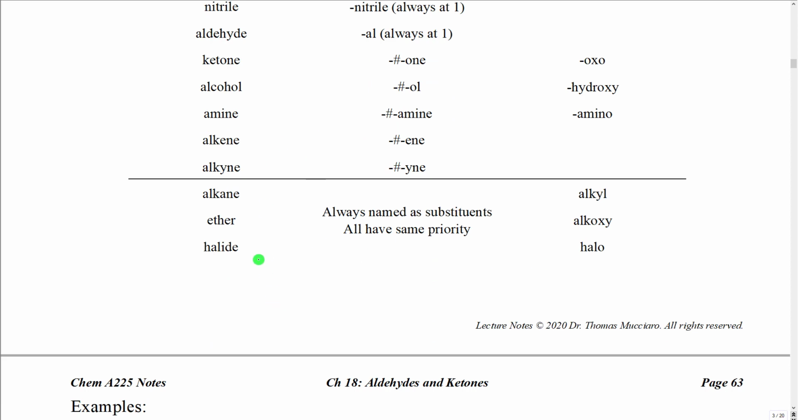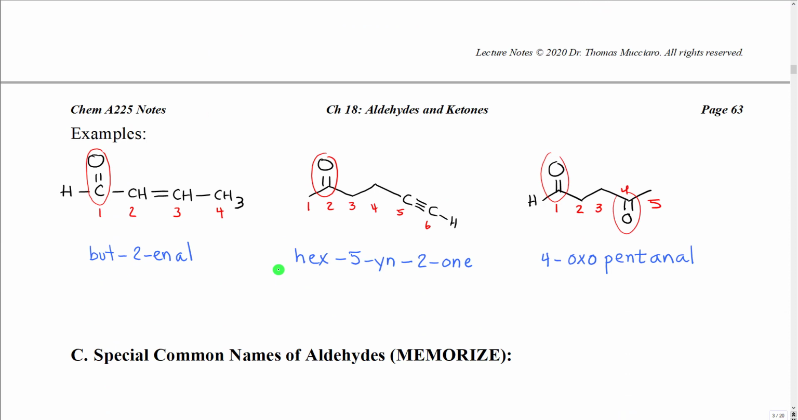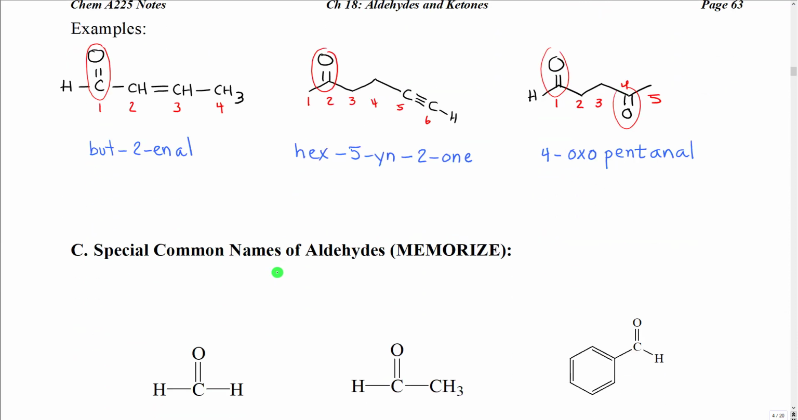Finally, then, alkanes, ethers, and halides are always substituents. They don't have a special priority, and they are always named as substituents, either alkyl, alkoxy, or halo. Looking at a few examples then really quickly.